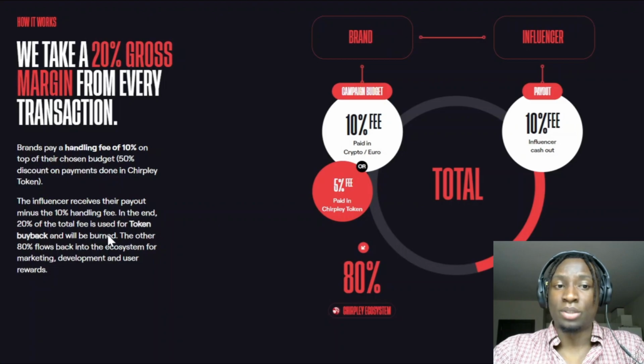In the end, the 20% total fee is used for token buyback, right? And will be burned, guys. So that will make less and less of the token supply. I think the total amount is 1 billion, if I'm not mistaken, but we will get further into the tokenomics. And the other 80% flows back into the ecosystem for marketing, development, and user rewards, right, guys?